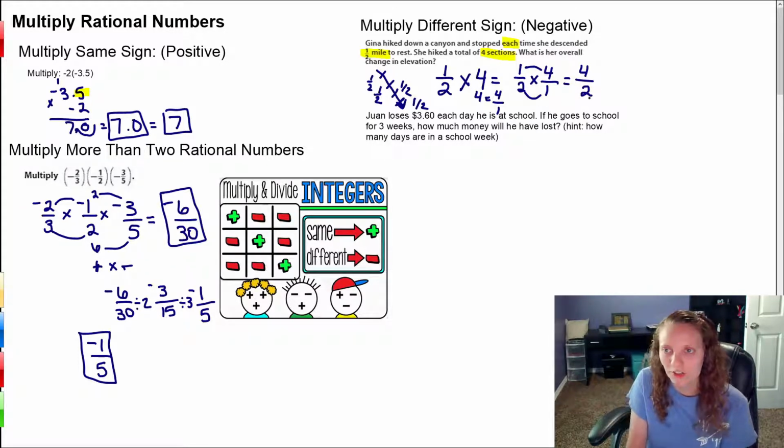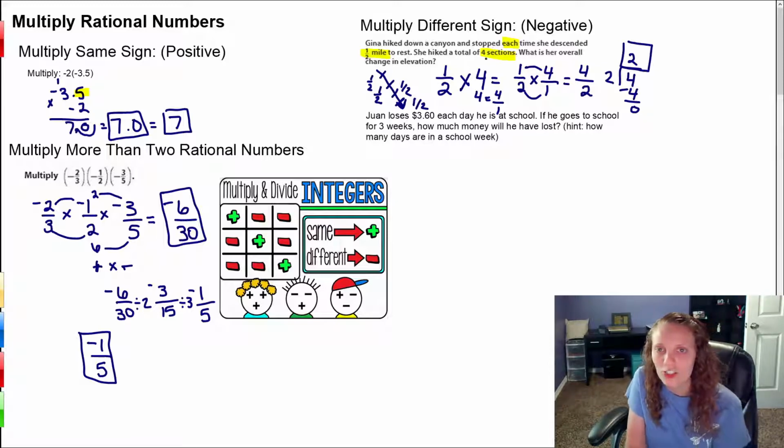Now I'm going to do FILO, first in, last out. First number in, last number out. 4 divided by 2 is 2. 2 times 2 is 4. And so our answer is 2. What is her overall change in elevation? Her overall change is 2.